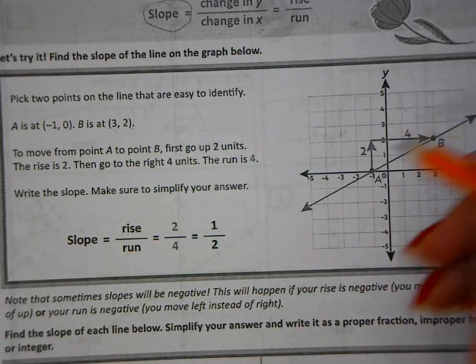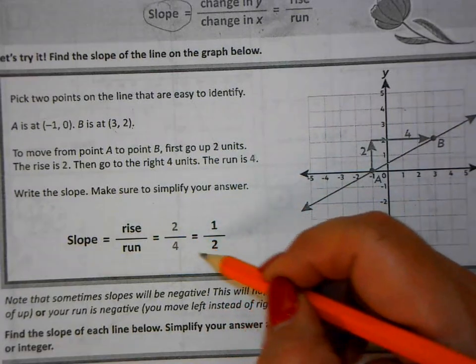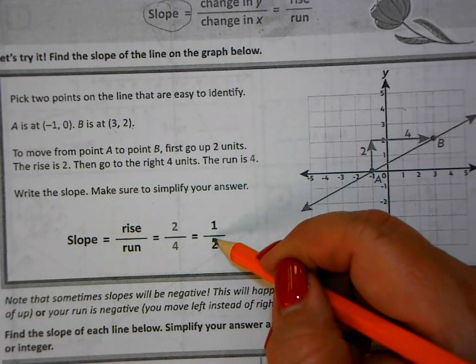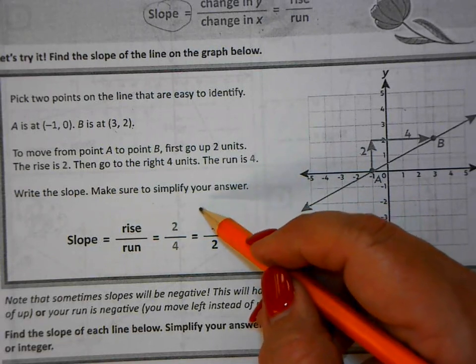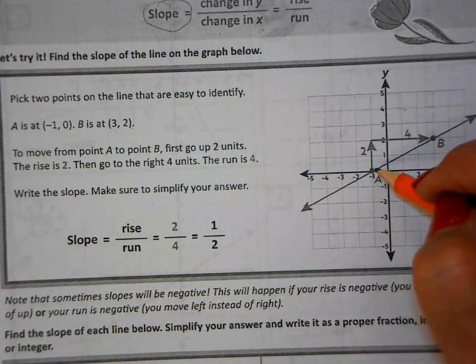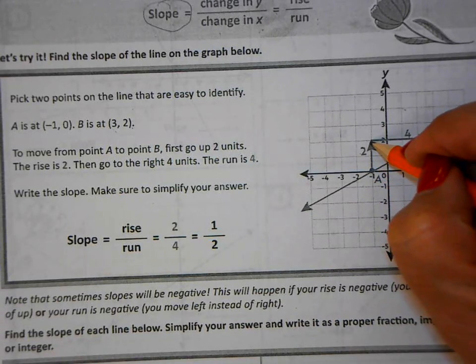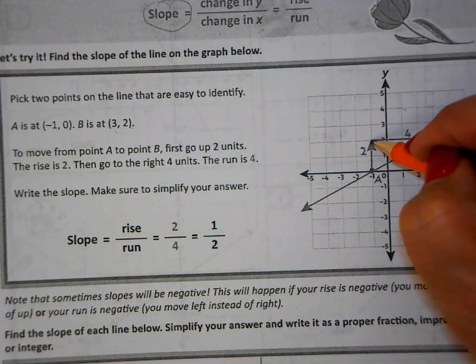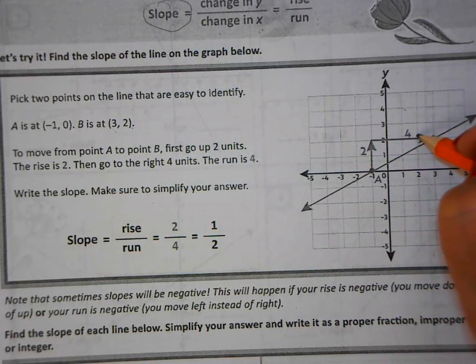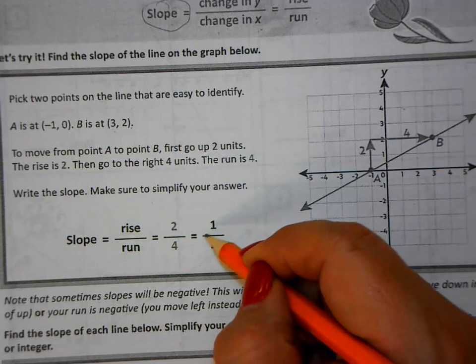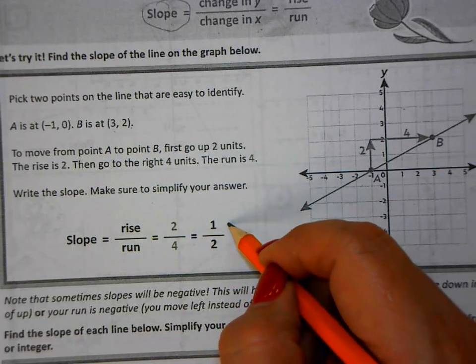Then we have the rise over run, and we're trying to figure out the slope. So we need to move from point A to B, from 2 points going up and to the right. I started at this point here and moved up 2, so I rise 2, and over 1, 2, 3, 4. That becomes my rise over run, which is simplified to 1 over 2.